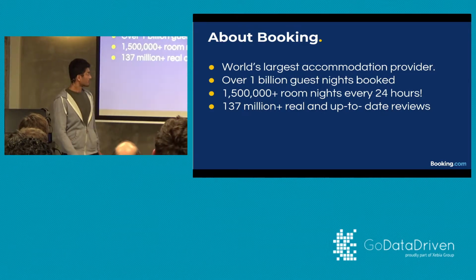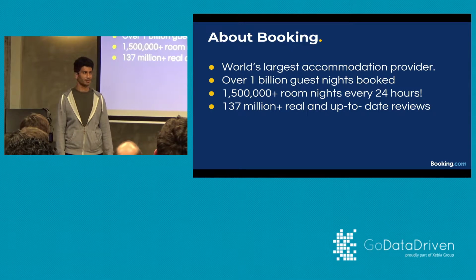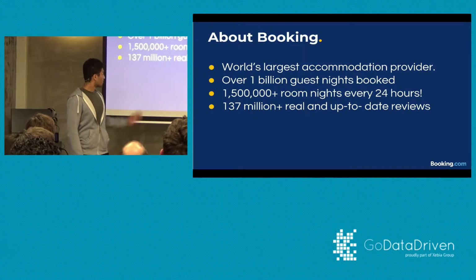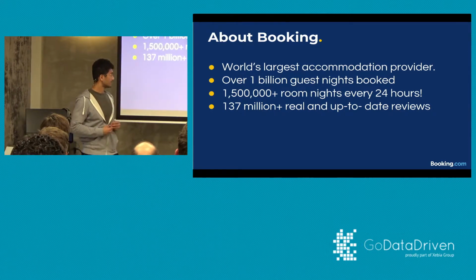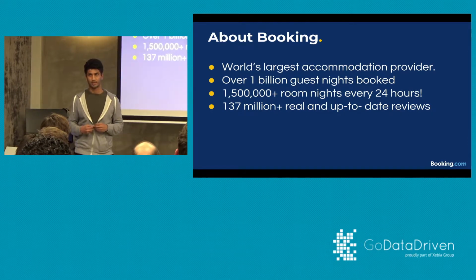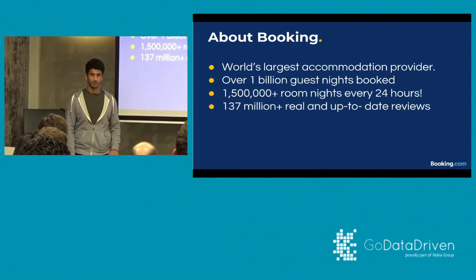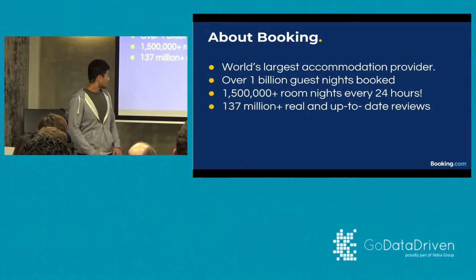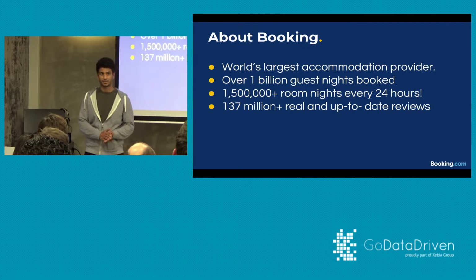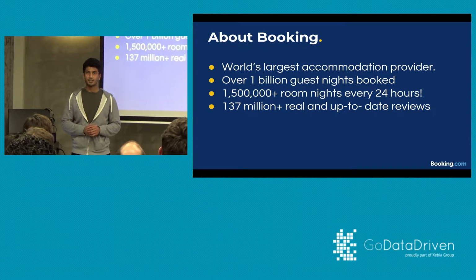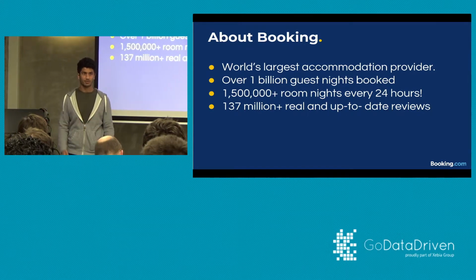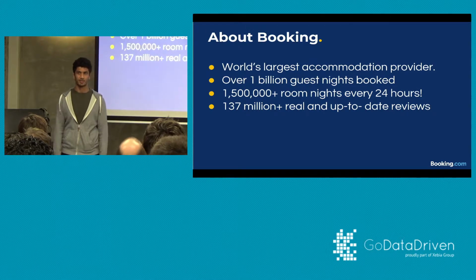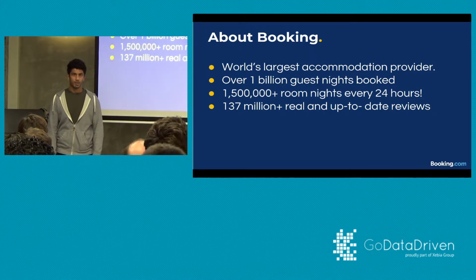Some facts about Booking.com. We are the world's largest accommodation provider. Over 1 billion guest nights booked, over 1.5 million room nights booked in any 24-hour window on average, and 137 million reviews. So as you can imagine, all of these systems, the front-end sites and the review system and the customer care systems, they produce a lot of data, right? And that's why we are here at Big Data Meetup.